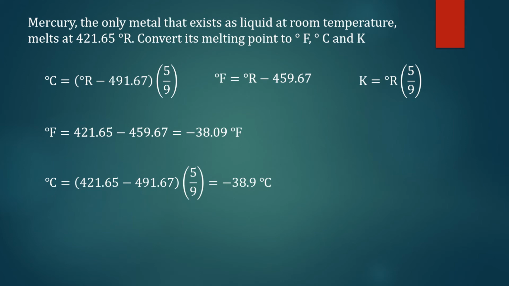So next is to Kelvin. 421.65 multiplied by 5 over 9. The answer is 234.25 Kelvin. And that's it. But remember that there is also another conversion factor for Celsius to Fahrenheit, Celsius to Kelvin, Fahrenheit to Celsius, Fahrenheit to Kelvin, and more. But let's keep it for now.